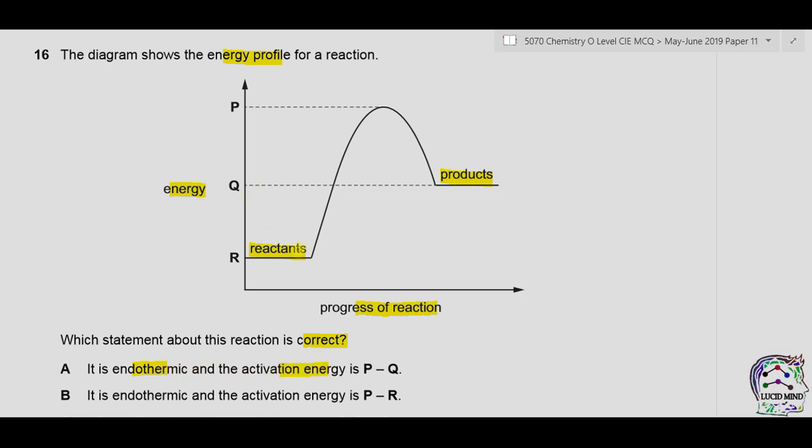From the energy profile we can see that the energy of the reactant is less than the energy of the product, which is higher. So it means reactants have absorbed energy in order to convert into products, so therefore this is an endothermic chemical reaction. Second thing is the activation energy. Activation energy is the amount of energy that is required by the reactants to go into the transition state. So this is the activation energy and it will be equal to P minus R.